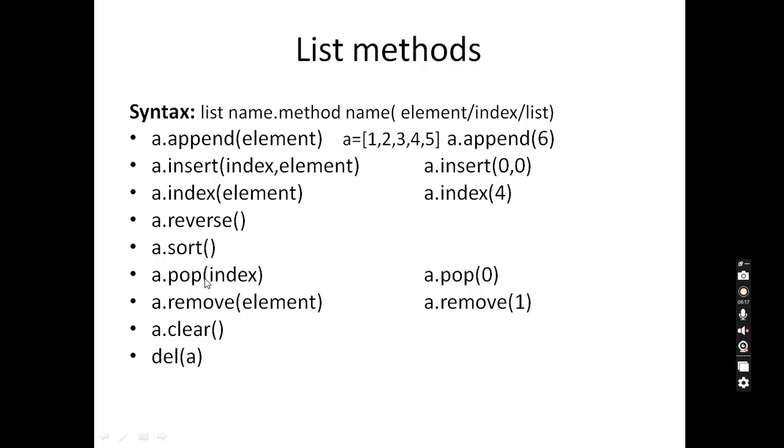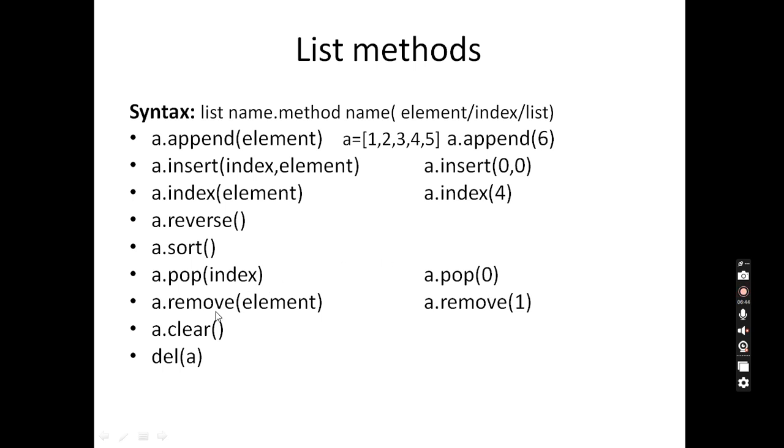The pop method is used to pop an element. If I don't pass any parameter and only the pop function is called, it will delete the last element in the list. If I pass an index number here, it will delete the value at that index position. For example, I have passed 0. At the 0th position I have the 0 element, right? So it will delete the 0 element here.